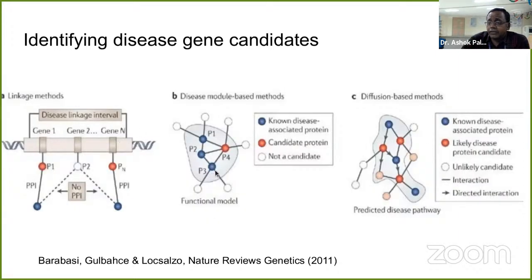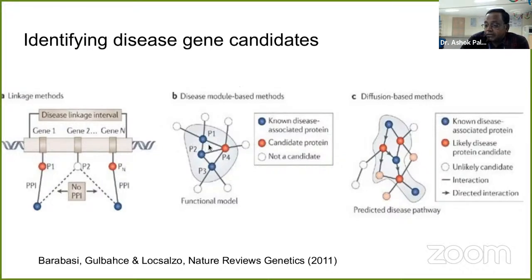So this is a visualization of that, again from Barabasi and Loscalzo, with Ghiassian. Here is the linkage method. This is a disease linkage interval, and these are the known proteins associated with the disease. In this linkage interval, we find 3 genes, and 2 of these genes interact with the known proteins. One gene has no known protein-protein interaction with a known disease protein. So we can say P1 and PN are good disease gene candidates.